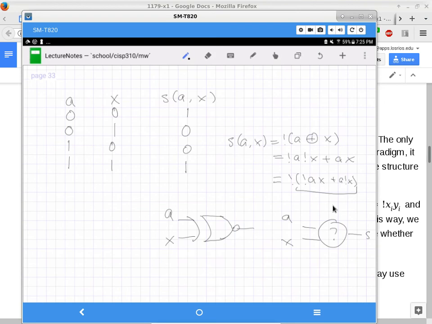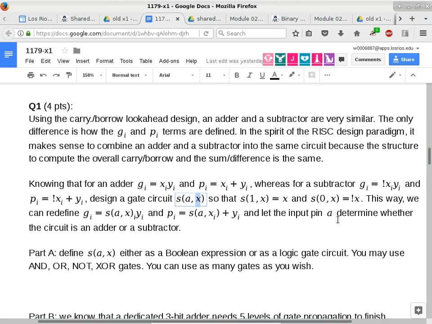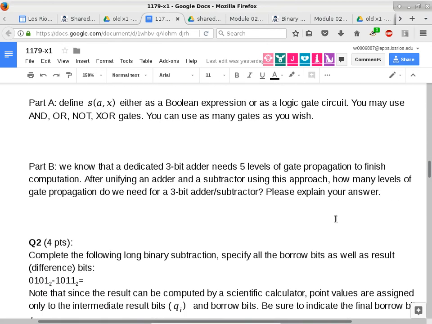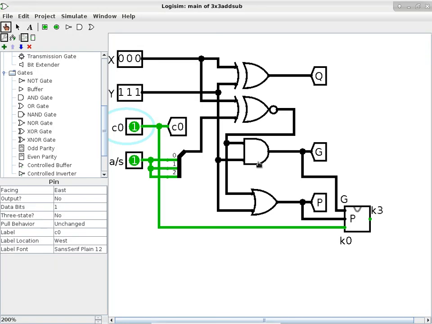All right. Getting back to the question itself, that basically addresses your part A. And part B, I think I made a mistake somewhere because I said a dedicated 3-bit adder needs 5 levels of gate propagation to finish computation. So how do we know how many gate propagations we need to finish computation? To answer that question, this is from the earlier lab.